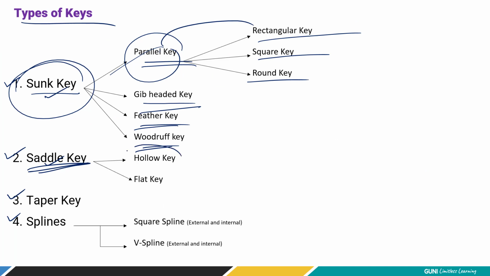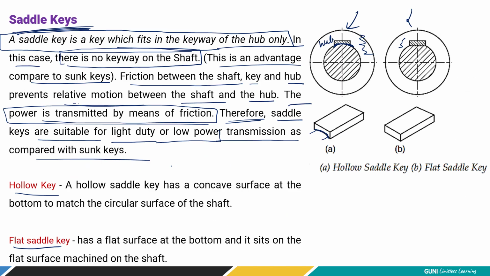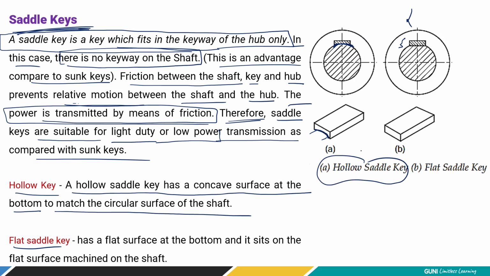Just look at over here, right? Hollow saddle key and flat saddle key. So what's the difference here? A hollow saddle key has a concave surface at the bottom to match the circular surface of the shaft. So this is the first case. The first figure is an example of a hollow saddle key, and the second is an example of a flat saddle key.